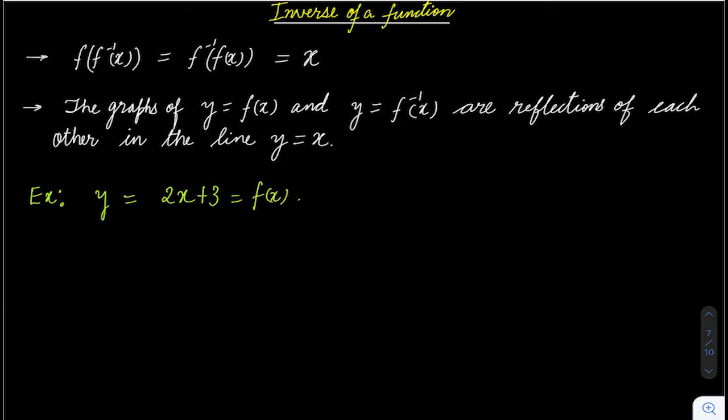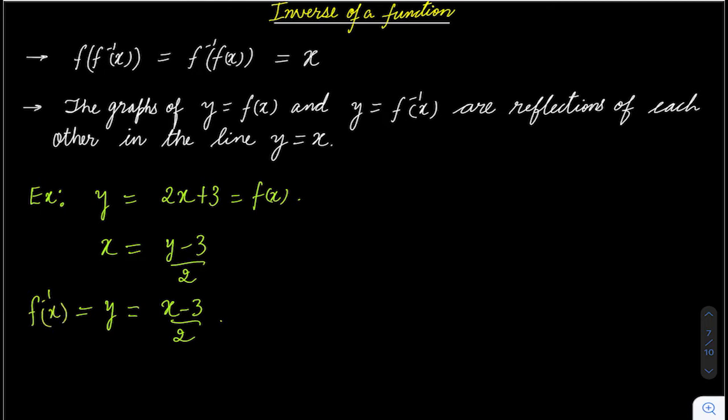What will be its inverse? We will find the value of x, that is (y minus 3) over 2. Then we interchange x and y. So y will be (x minus 3) over 2. Correct? So this is my f inverse x.